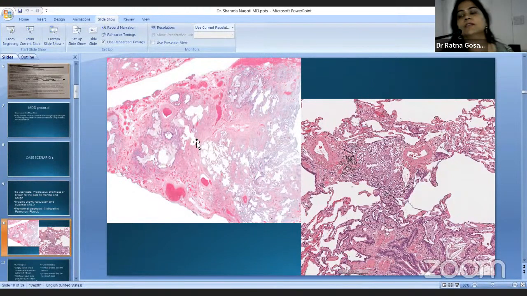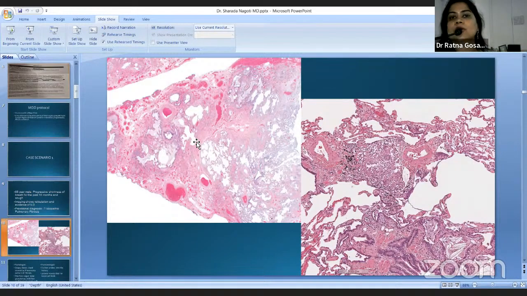So now what is the pattern? Can anybody tell now? What is this pattern of fibrosis? It is UIP pattern of fibrosis, usual interstitial pneumonia pattern of fibrosis. So this pattern of fibrosis, as Dr. Sudhakar Pipavath has also mentioned, is the histological counterpart of the clinical idiopathic pulmonary fibrosis. So idiopathic pulmonary fibrosis on histology is equivalent to UIP pattern.